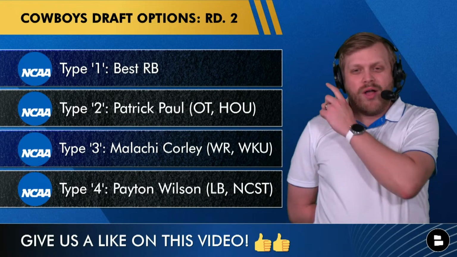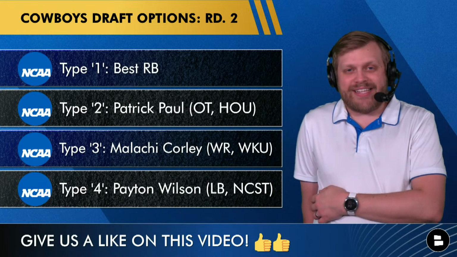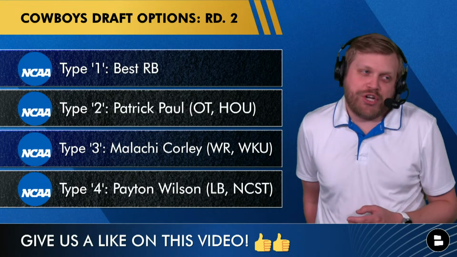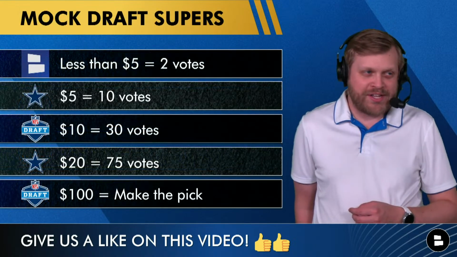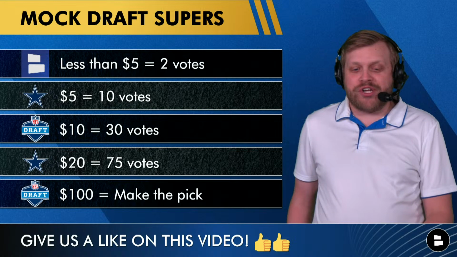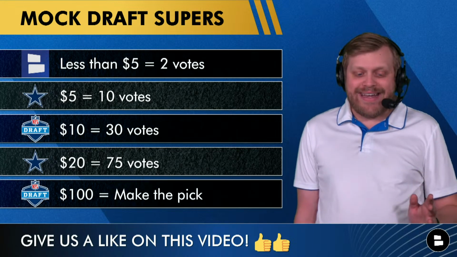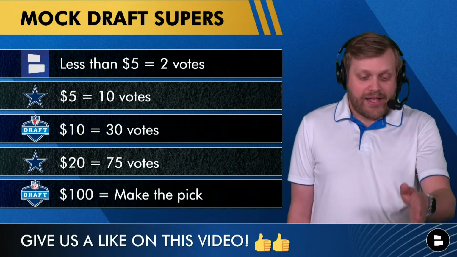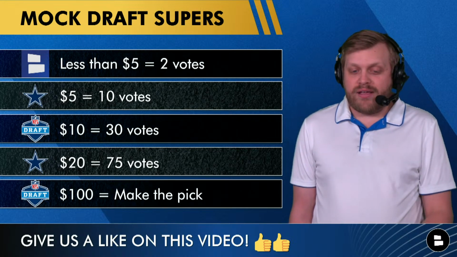13 vote difference right now between the best available backs and Peyton Wilson, the linebacker out of NC State. Because remember, you are able to super chat and influence the election. You are able to donate large amounts of money to individual political parties. It's the super PAC option, right? That's what this is. Less than $5 super chat is 2 votes. $5 super chat is 10 votes. $10 is 30. 20 is 75 votes. And 100, we stop the count, end the voting right there, and you get to make the pick.